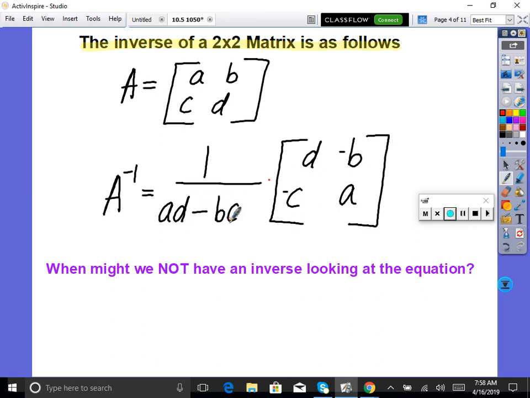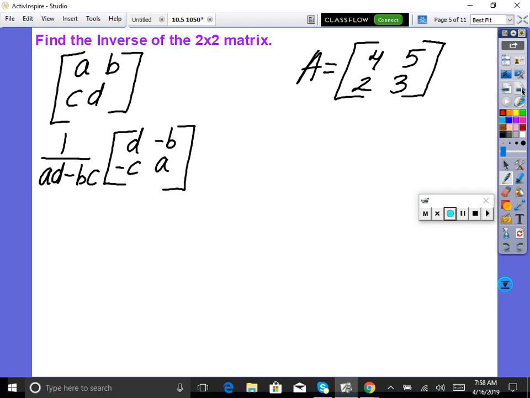Now this you're going to learn next lesson is what's called a determinant. And A times D minus B times C is a determinant, but we're not going to get into that today. So you'll see this again though. A determinant, did I say determinant? Yeah, determinant. Okay. All right, so let's find the inverse of this 2 by 2 matrix.